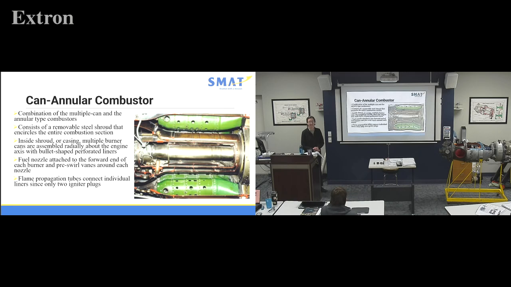Yeah, that does sound right. What is the benefit of a can annular over just an annular? I think we have a slide, but yes, the benefit of a can annular over an annular. So annular is better now. Okay, that's what I thought. Yep, and that's why there are not as many of them. Yeah, because it's most efficient. Okay.